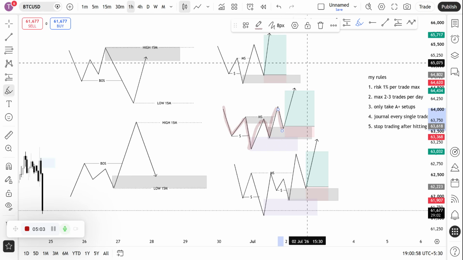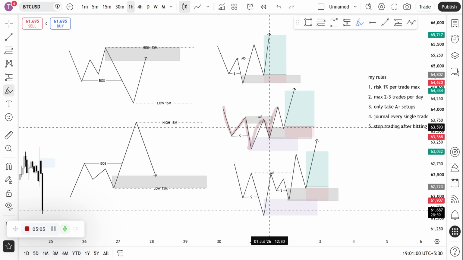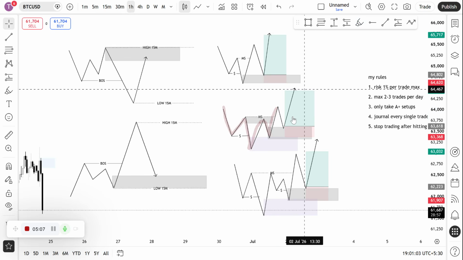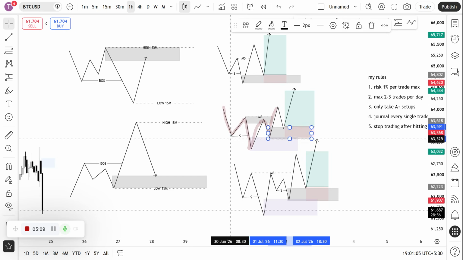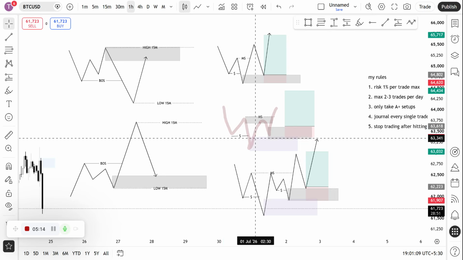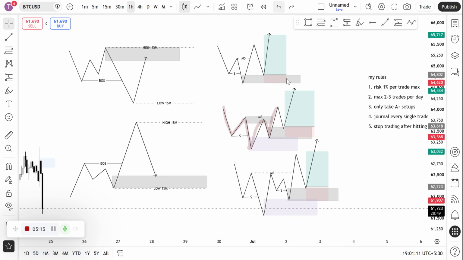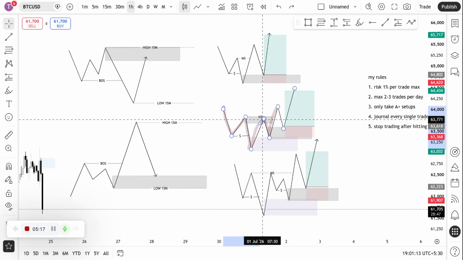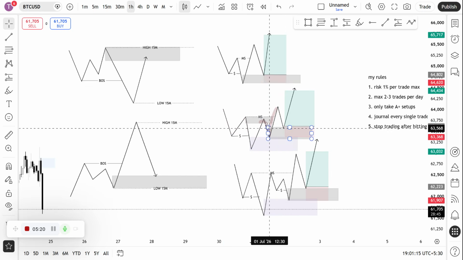Take note of this one. As you can see, this flip zone mitigated our order block which swept the liquidity. Okay, sorry. As you can see right here, let me just delete this one.